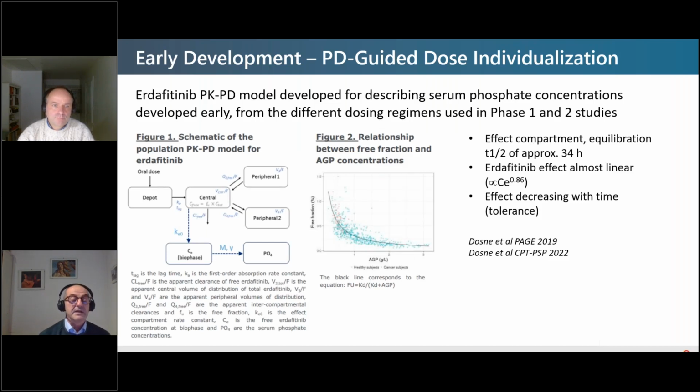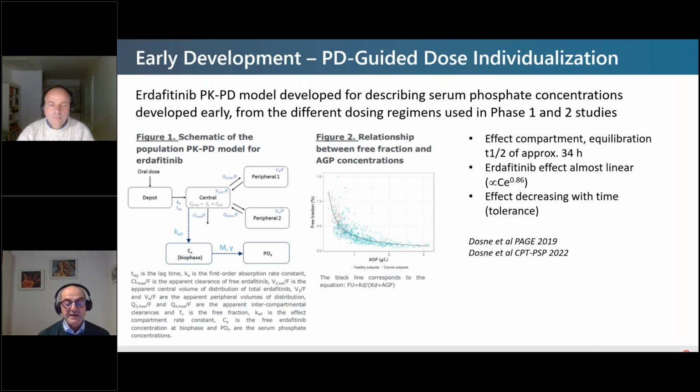In the next slide, you can see essentially the PK/PD model that was used for describing the serum phosphate concentration. It is a three-compartment PK model with an effect compartment because the phosphate elevation was delayed compared to the PK. The phosphate elevation was essentially directly proportional to the unbound concentration. Other functional models have been used, but this was the best one to describe the available data.